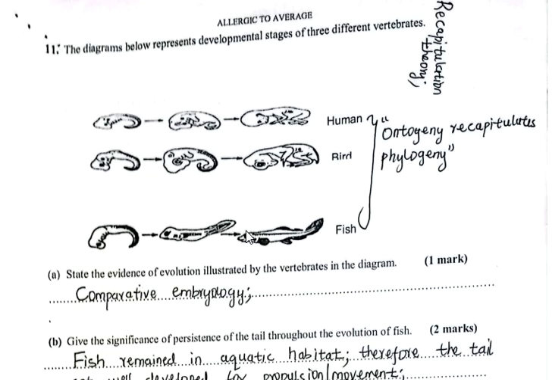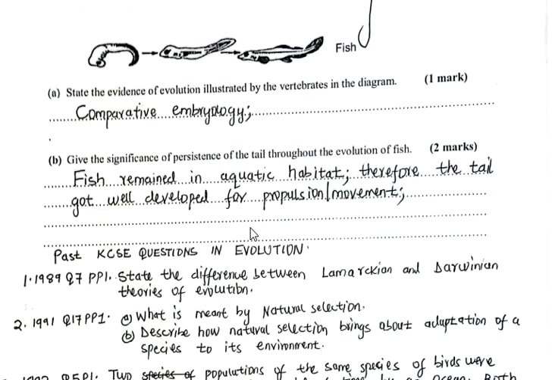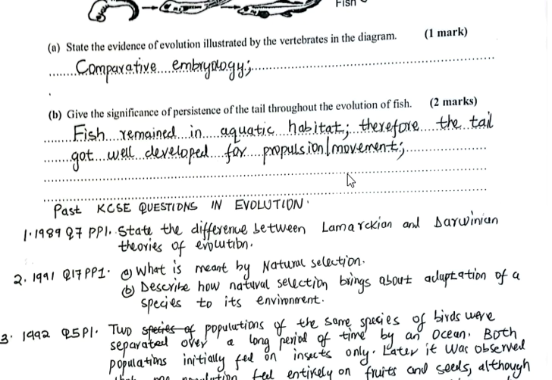The diagrams below represent development stages of 3 different vertebrates, that is human, bird, and fish. The evidence of evolution illustrated by the vertebrates in the diagram, that is comparative embryology, gives the significance of persistence of the tail throughout the evolution of fish. The fish remained in aquatic habitat, therefore the tail got well developed for propulsion and stroke movement.